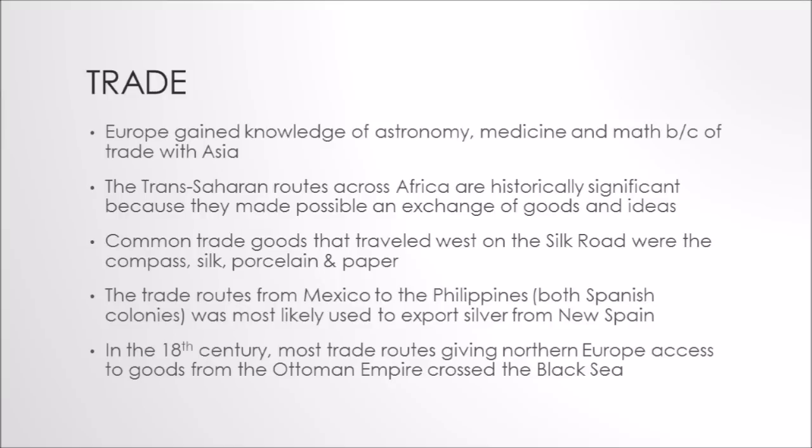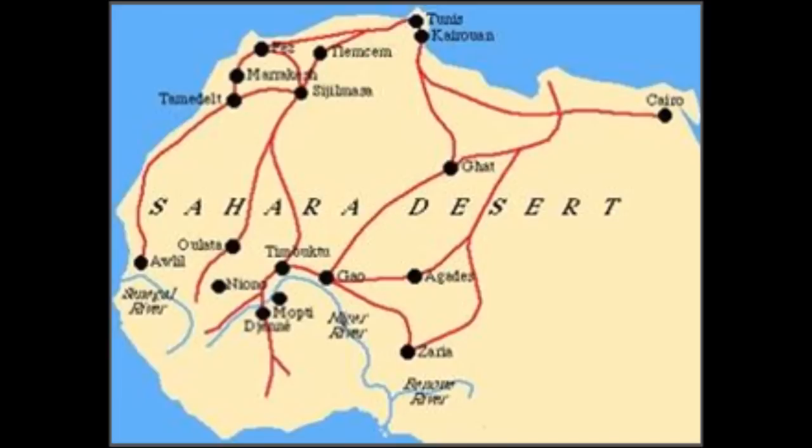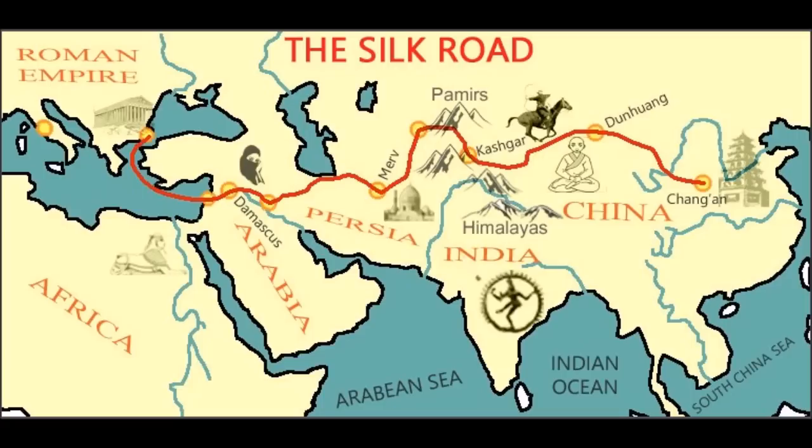In the 18th century, most trade routes gave Northern Europe access to goods from the Ottoman Empire across the Black Sea. This is the trans-Saharan trade route across Africa and the Silk Road going from China west to Europe.